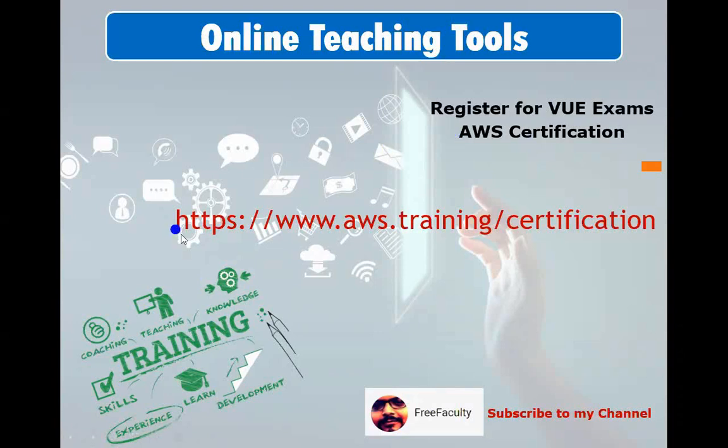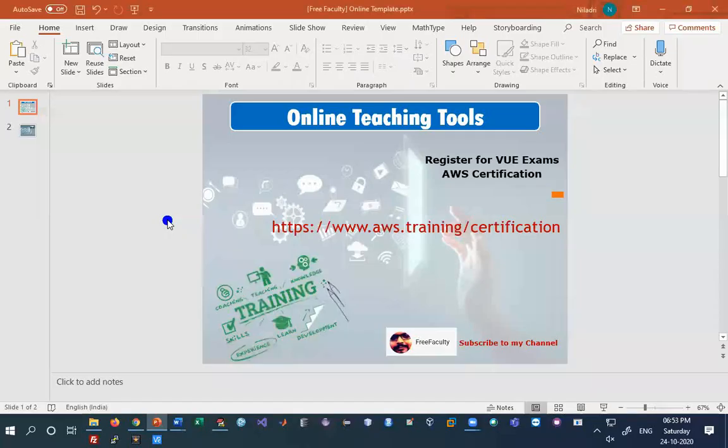So first of all, we're supposed to go to this link, which says aws.training/certification. So this is the URL if you're trying to take one AWS certification under VUE. Okay, so the link for this particular URL is also going to be there in the description. So now let's see how we're supposed to go ahead and register or book for our slot.